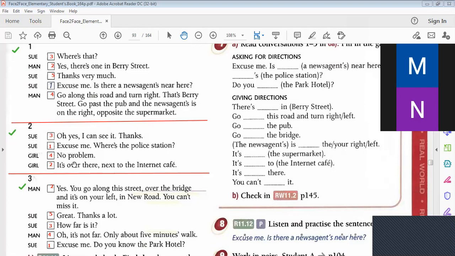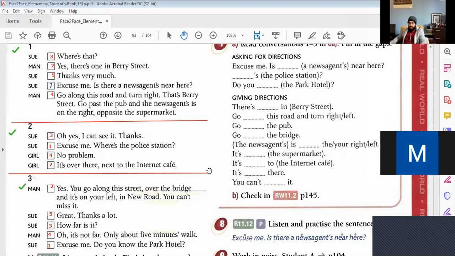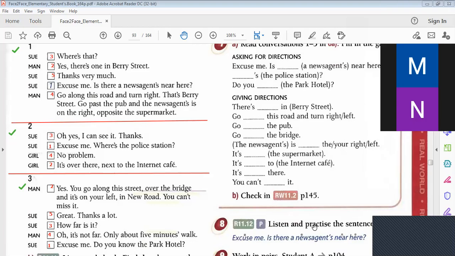All right, nice. Okay, and the last one. So Salsabil and Umnumita, you can do the last conversation. So we have the man and we have Sue. Okay, you can start.